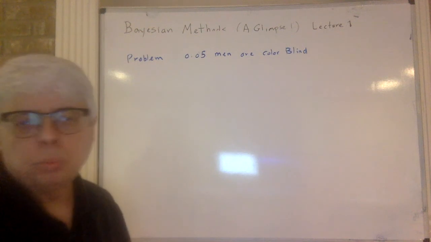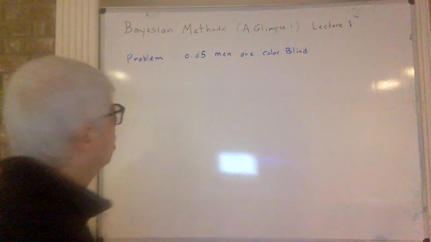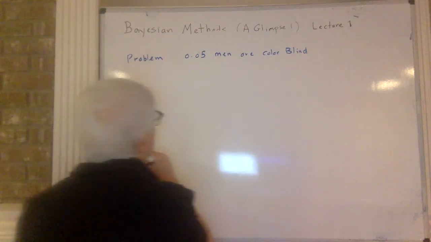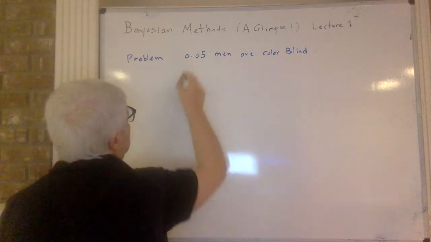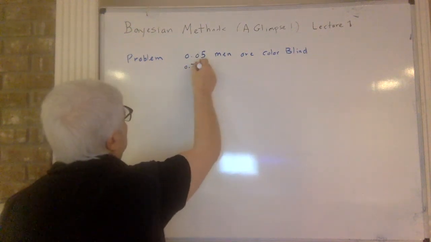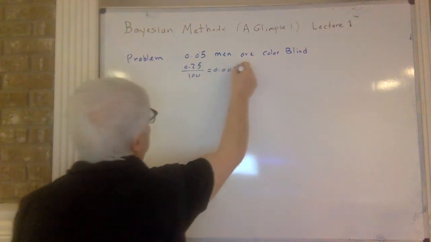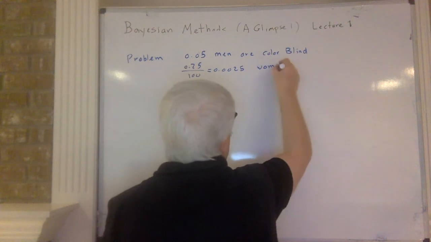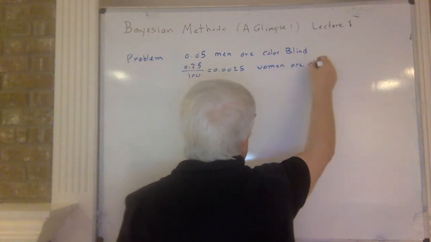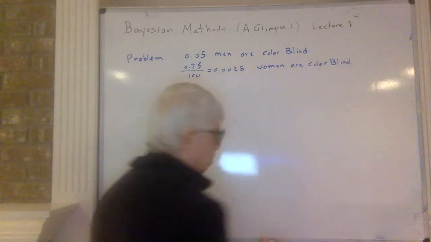And 0.25% of women are colorblind. Okay, so 0.25% is what? That is 0.25/100. That is 0.0025. I think so. Of women. That's amazing. I didn't know that.